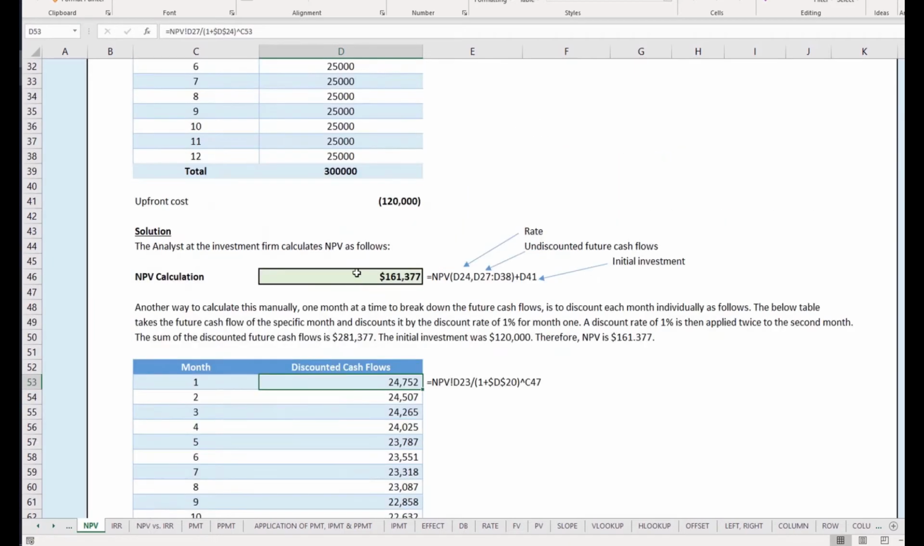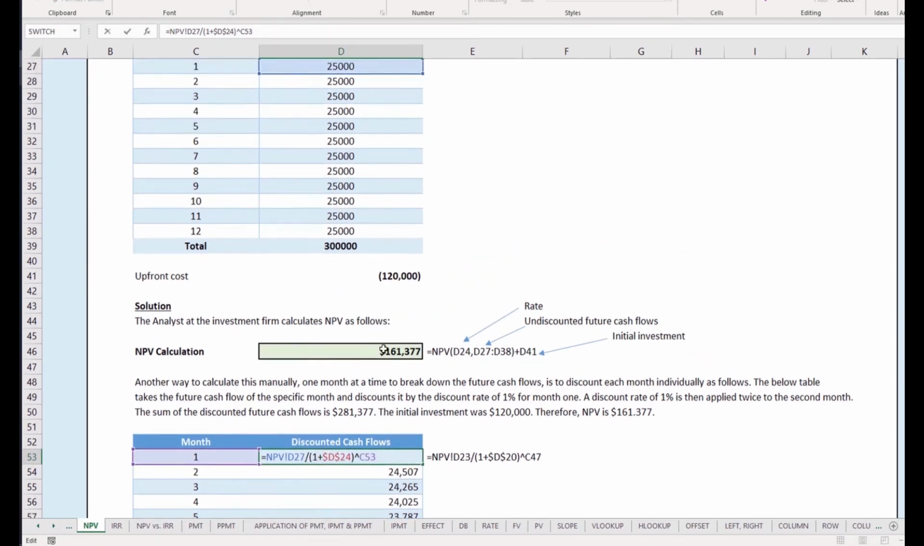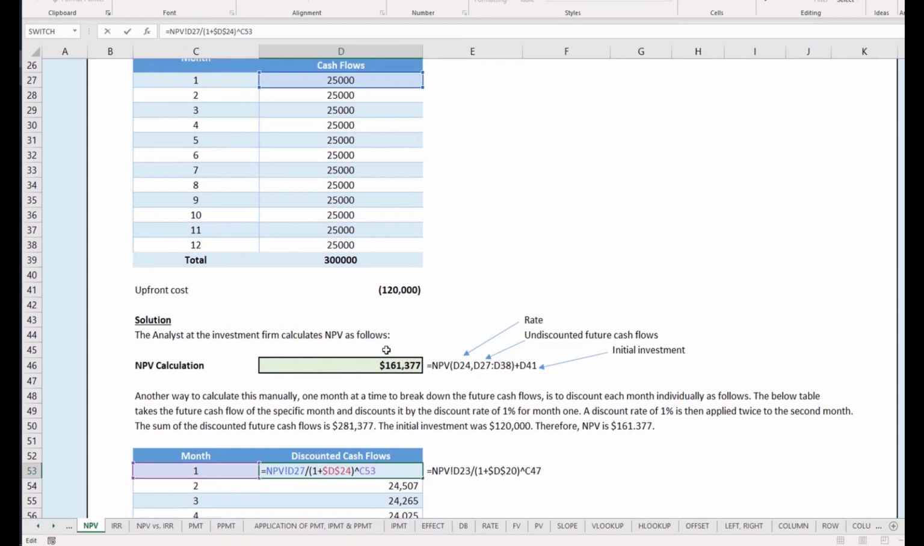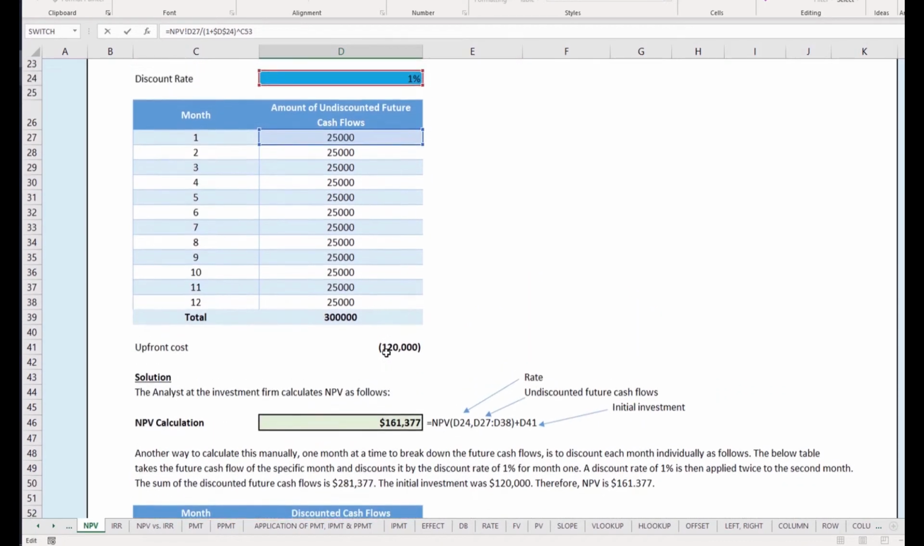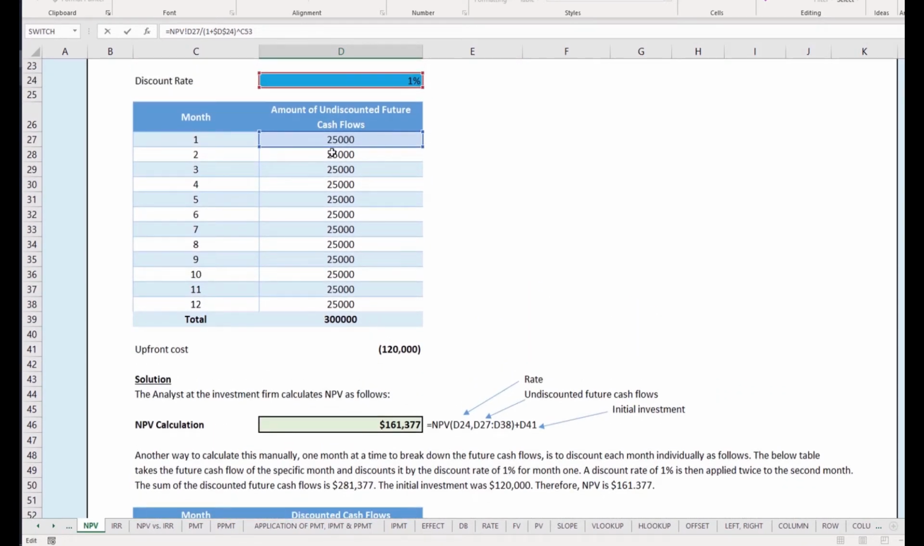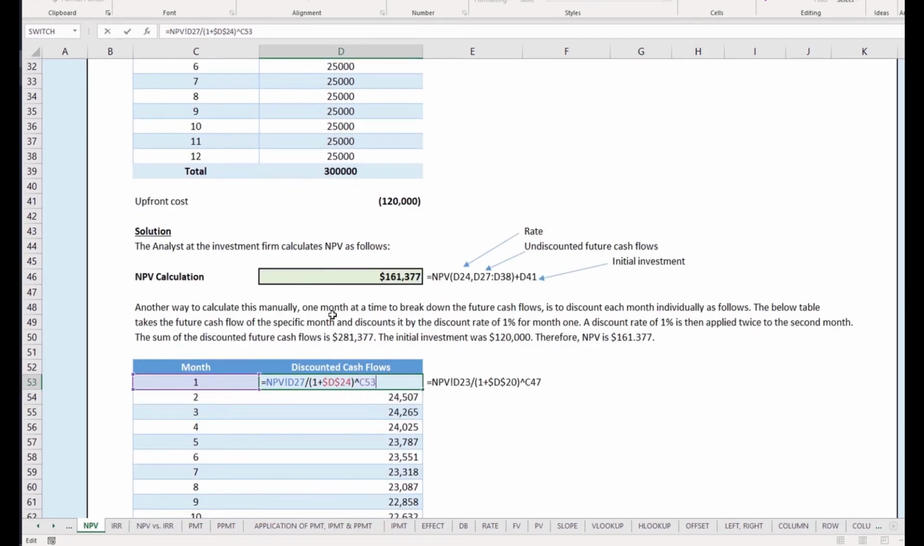So in the first month, we're taking the month one undiscounted future cash flows of $25,000, dividing that by 1 plus the interest rate of 1%, and we're putting that to the power of 1 for 1 month or 1 period.